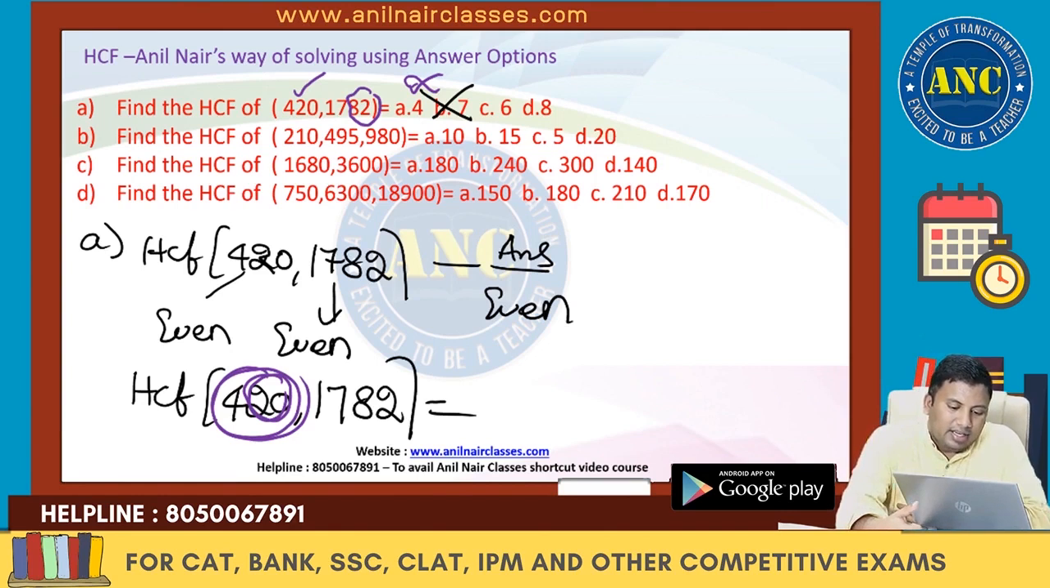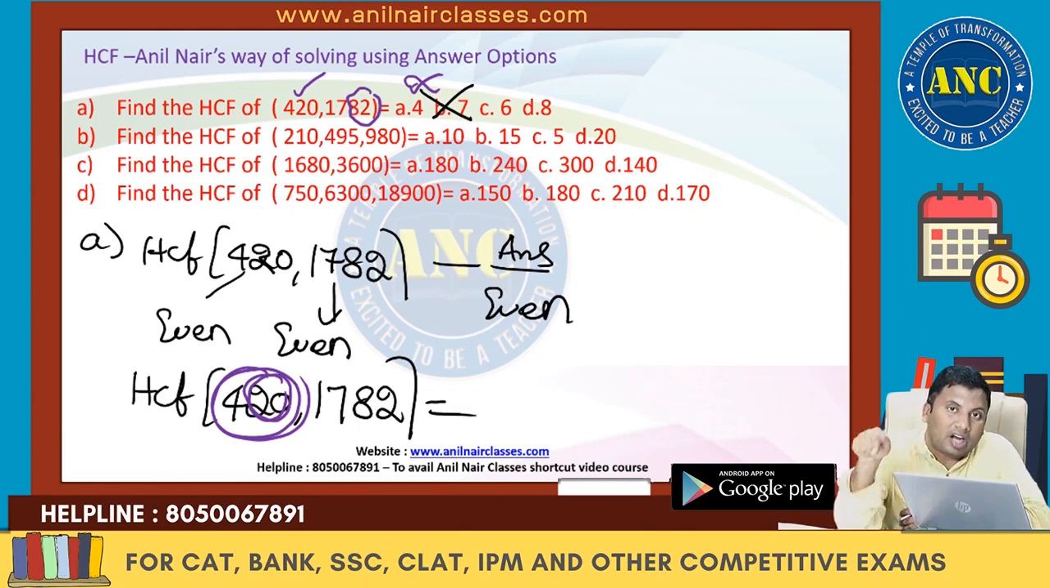420 and 4. The last two digits of 420 are 20. It is divisible by 4. If I assume the first answer is right, 4 is divisible by 4 and 420 is divisible by 4. The other number should also be divisible by 4.